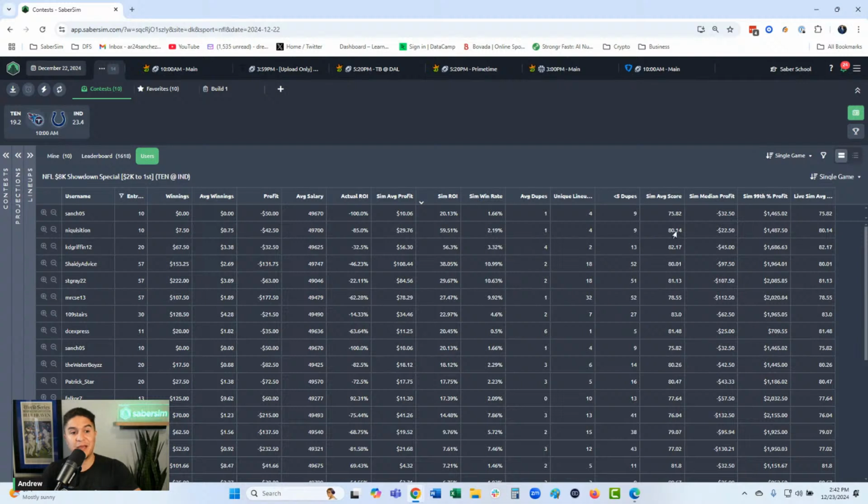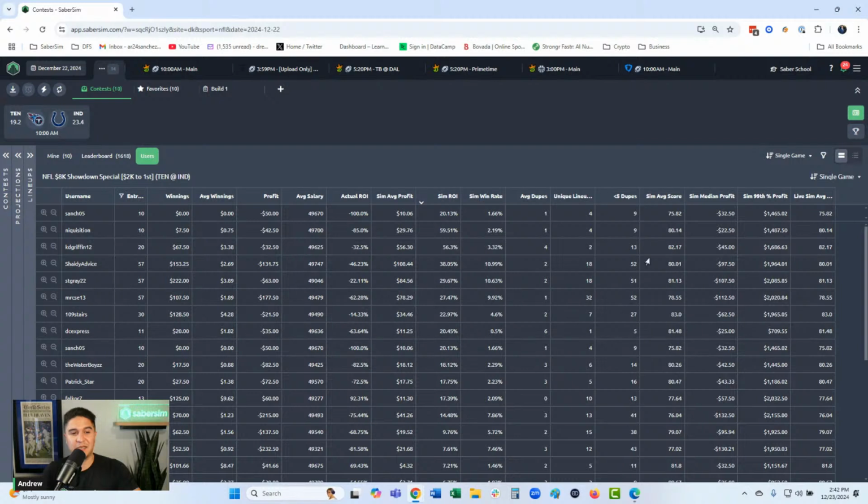Or even Niquisition, right? One average dupe, 80 sim average score. Hey, they're getting to sim average scores of 80 and they're still only duping one time. That's actually really cool, right? Look at his lineups and then look at mine and then look at the difference. 4.3 sim average score higher. Whatever these lineups look like, yeah, they're definitely better than mine. That's why they're the top sim ROI here. So I'm on the right track.